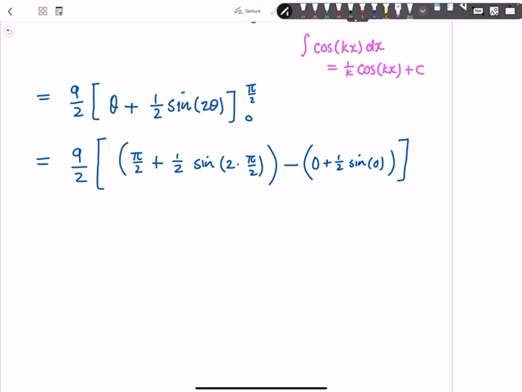And again, some of the things that we know are equal to 0. Sine evaluated at 0 is equal to 0. The 2's cancel. Sine evaluated at pi, guess what? That's also 0. So this becomes 9 over 2 times pi over 2 plus 0 minus 0. So my final answer here is just going to be 9 pi over 4.